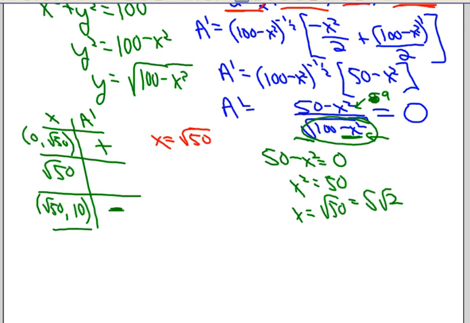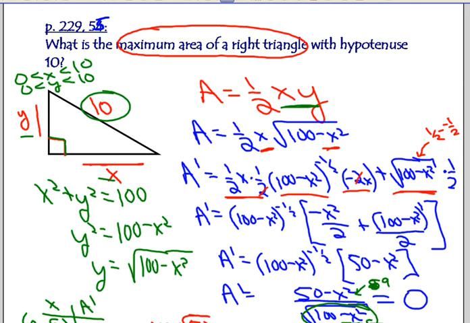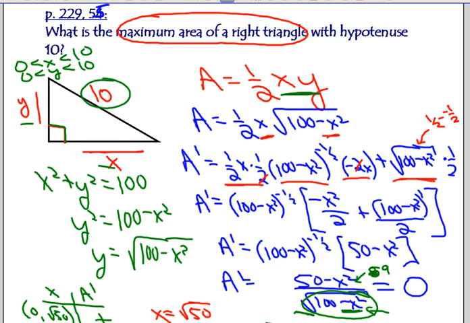Why is it a max? By the first derivative test, A prime switches from positive to negative at the square root of 50. And it's my only critical point. So that's my only critical point in the interval, and it's a local max, so that's my maximum value. Now, let's answer the question. The question was, what is the maximum area?